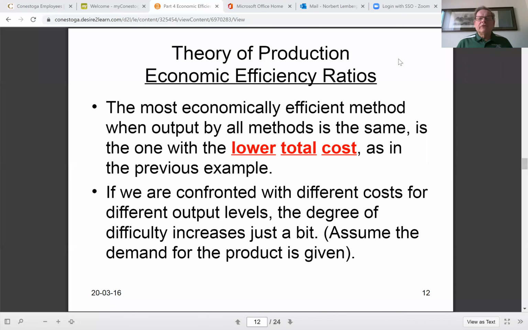Well, welcome back to part two of economic efficiency ratios. In this part, we're going to look at different costs for different levels of output. So when you're analyzing the problem, make sure you check the output to make sure they're the same or different. When they are different, the degree of difficulty increases just a bit.